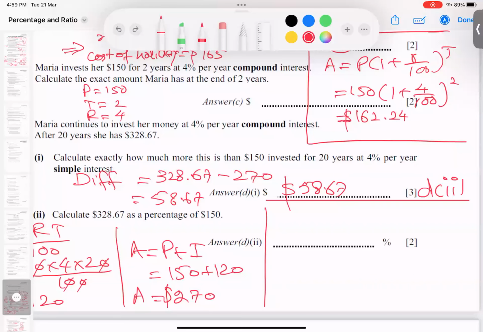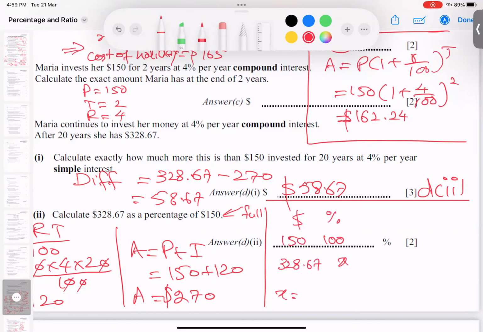I was discussing that this is as a percentage of 150. So it means I will deal with 150 as the full amount. And as said before, whenever I need a full amount, in front of $150 I will put 100. And I want to know this money is equal to how much percentage? Cross multiply, and I'm finding the direct answer.